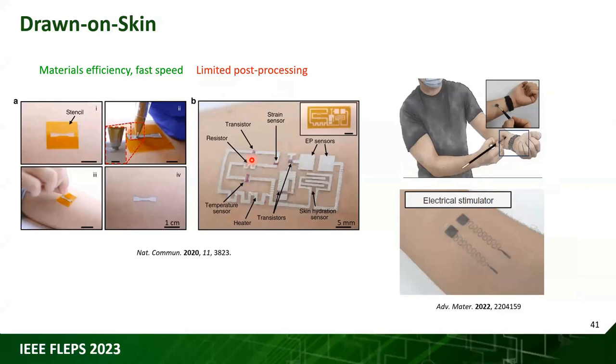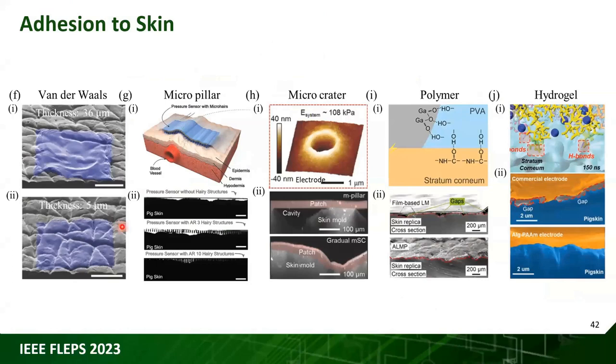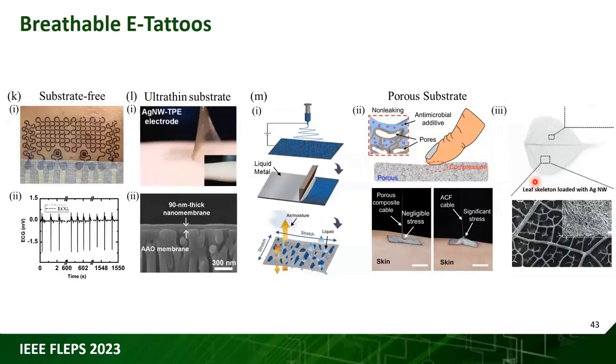And adhesion is another big topic, right? Without added adhesive, we need ultra thin, ultra soft membrane. You can tune the adhesion by using mechanical structures like gecko-inspired pillars or octopus-inspired craters. Or you can use chemical ways to enhance the adhesion between devices and skin. Using chemical ways, you can enhance it by two orders of magnitude. Breathable e-tattoos are very important for long-term health of the skin and also for accurate sensing. So you need to develop a skin-friendly porous substrate as well as conductors.